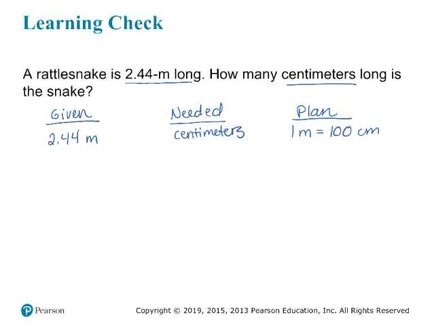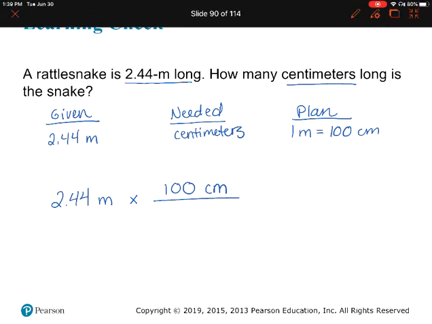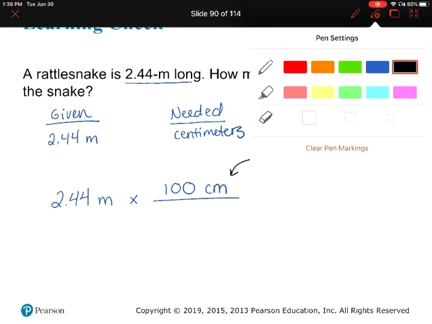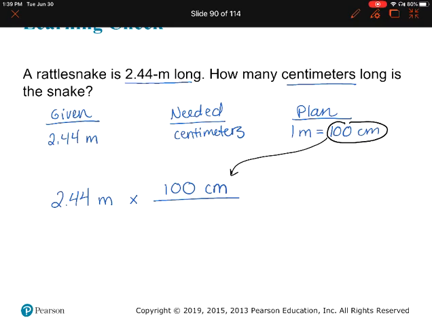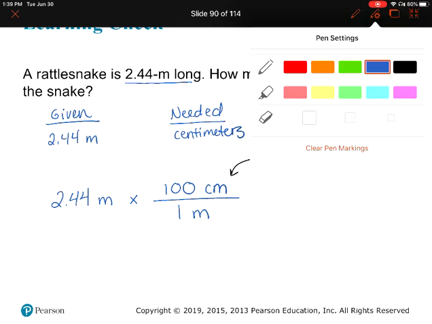Okay, so let's set up our problem. We have our given value, 2.44 meters, and we're going to multiply that by our conversion factor. Now we have to decide, is 1 meter going in the numerator, or is 100 centimeters going in the numerator? Remember, we want our needed units in the numerator. So what should go there? 100 centimeters. Centimeters is what we need, so we're going to put that part of the equality on the top. And then we want to get rid of meters, so we're going to put 1 meter in the denominator.